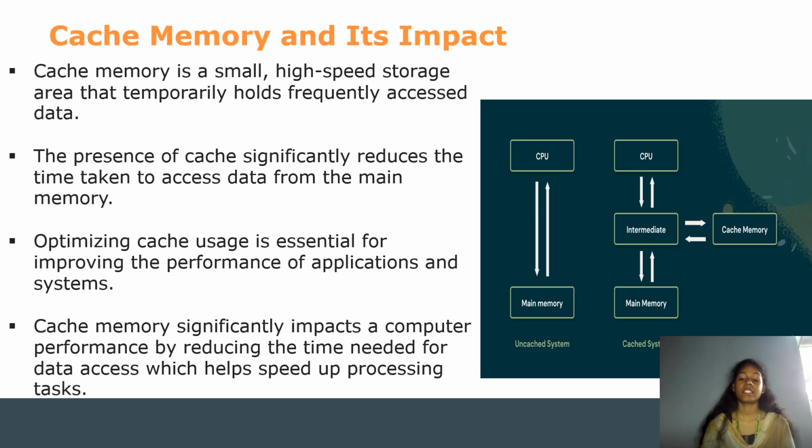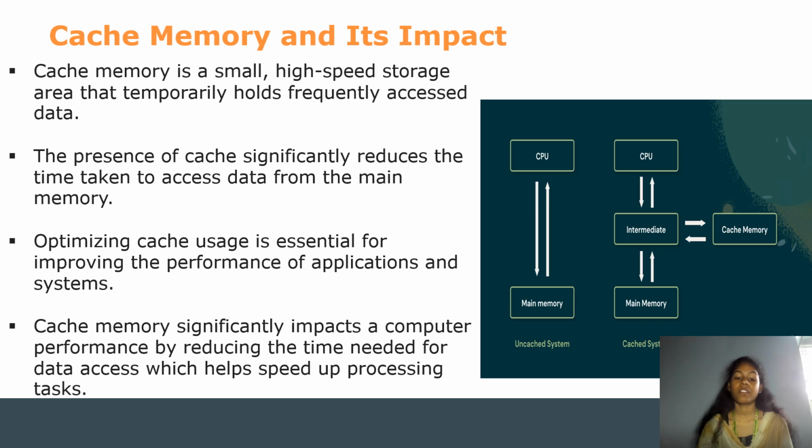Cache memory and its impacts. Cache memory is a small high-speed storage area that temporarily holds frequently accessed data, and cache memory is present between the CPU and the RAM. The presence of cache significantly reduces the time taken to access data from the main memory.